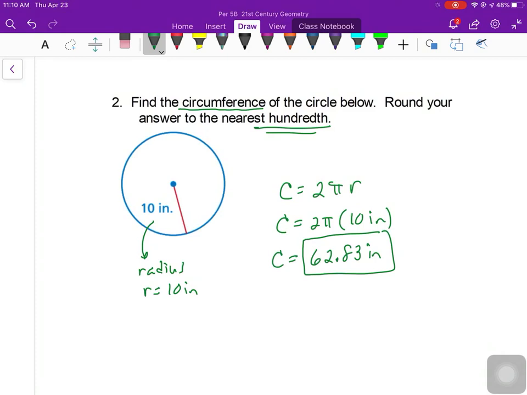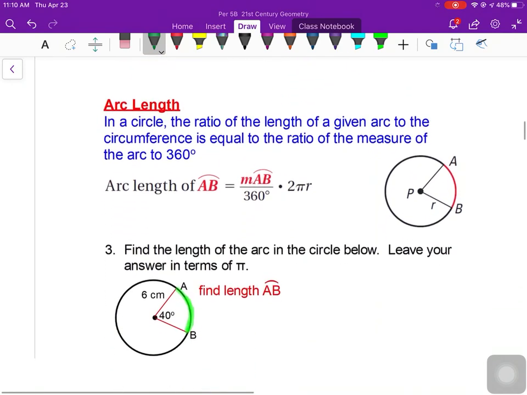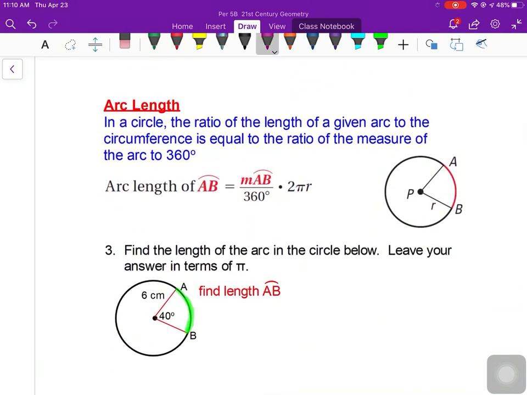Well, you found circumference before, so what's new in geometry? What's new is we'll be finding just a piece of this circumference. And a piece of the circumference is called the arc length. Now, since it's just a piece of the circumference, we're going to be finding a fraction of the circle.